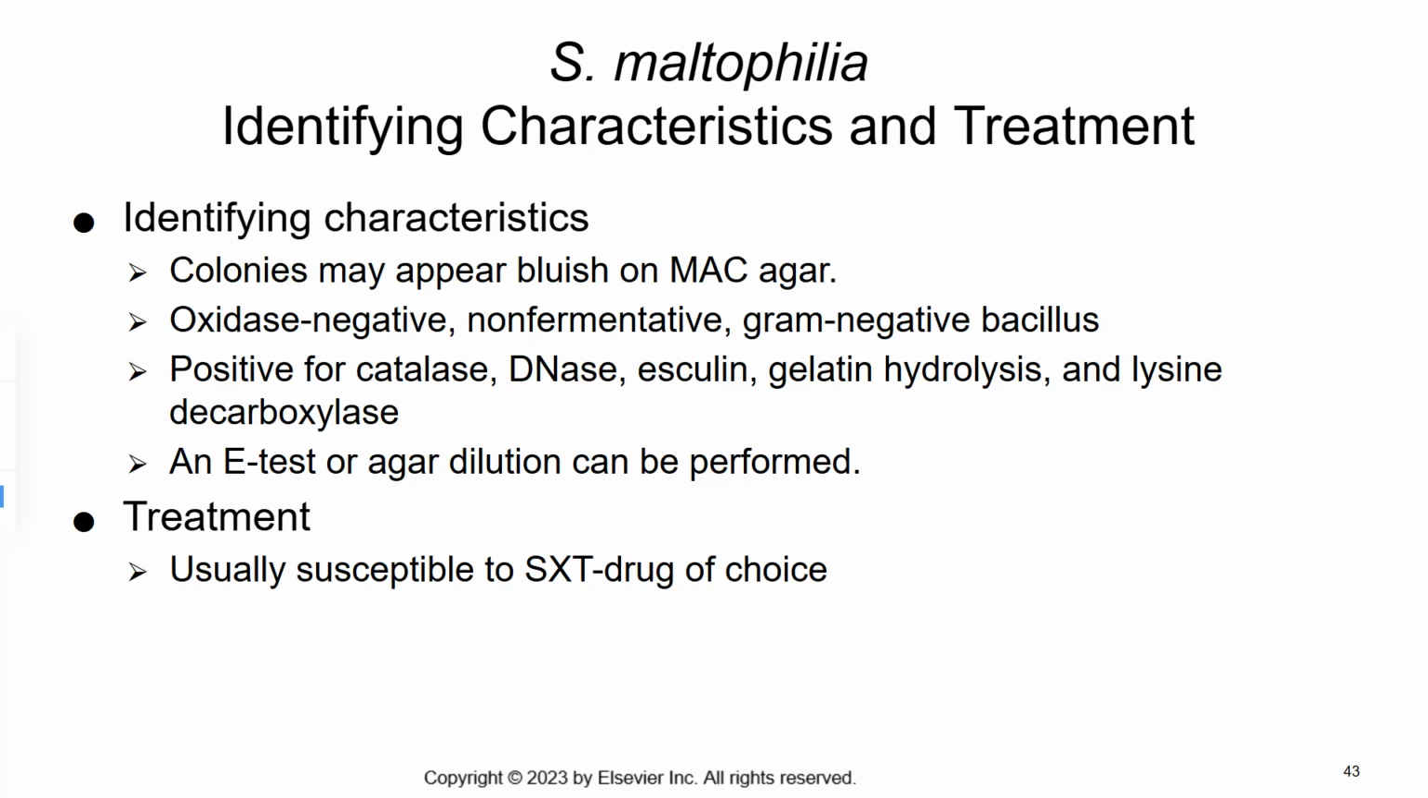Identifying characteristics and treatment: colonies may appear bluish on MacConkey agar, oxidase negative, non-fermentative gram-negative bacillus, positive for catalase, DNase, esculin, gelatin hydrolysis, and lysine decarboxylase. An E-test or agar dilution can be performed for antibiotic susceptibility. Treatment: it's usually susceptible to SXT, the drug of choice.